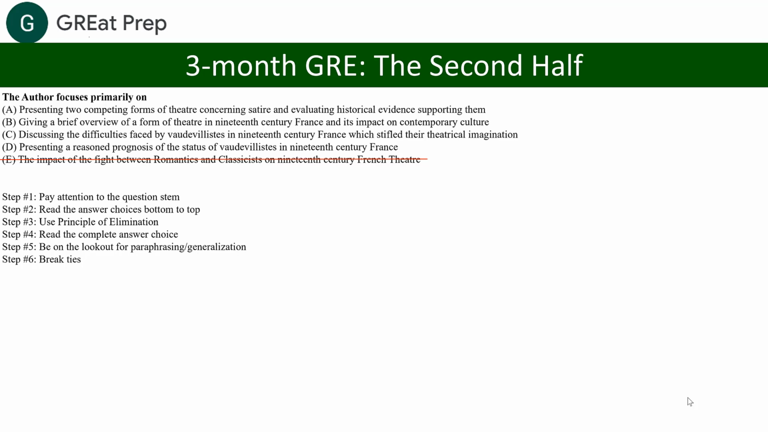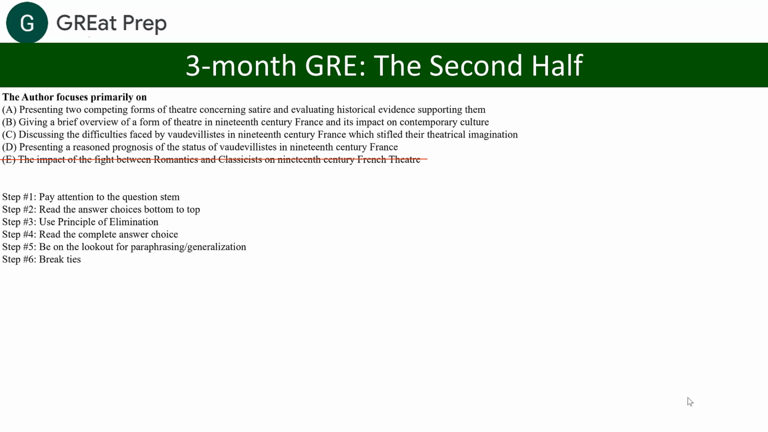Now, when you read through this, step number 4 is very important to keep in mind, which is read the complete answer choice. And the reason is because what you'll find is an answer choice is usually made of two halves. And this is very typical on the GRE. You'll have the first half and the second half. And most likely what the test makers will do as a trap is they will make the first half factually correct, but the second half will be false. So you'll have a true false.